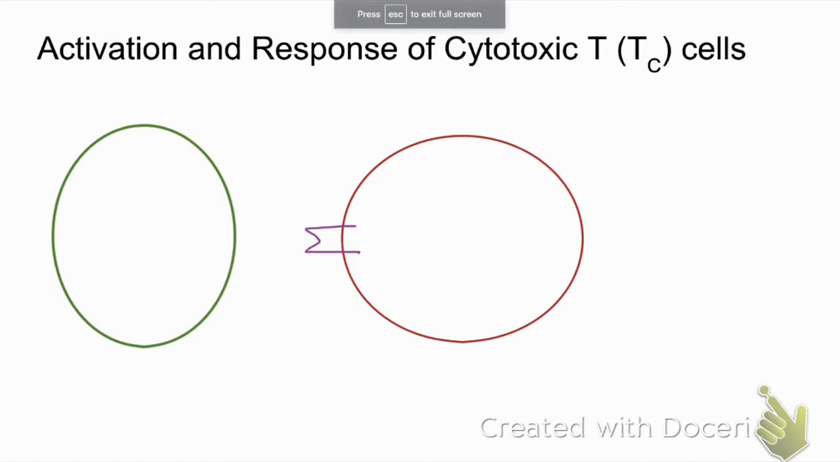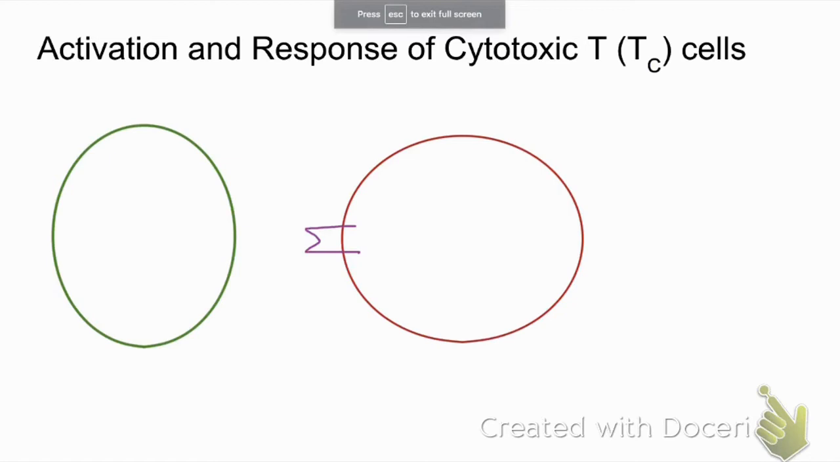All right, so T helper cells are master regulators of the immune response. Cytotoxic T cells, on the other hand, have a slightly different response. Actually, it's quite different. I shouldn't say slightly here.